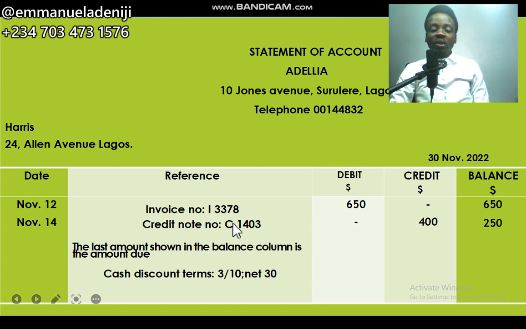Look at the credit note number. And then what the buyer is left to pay is $250. The last amount shown in the balance column is the amount due. The cash discount terms are also still shown as we had them on the invoice.